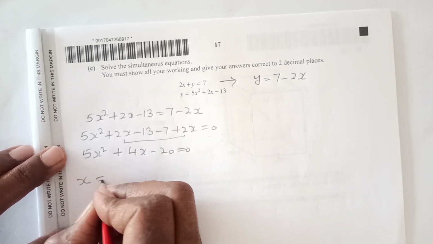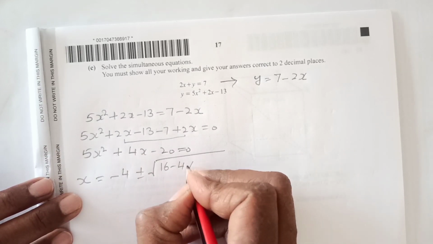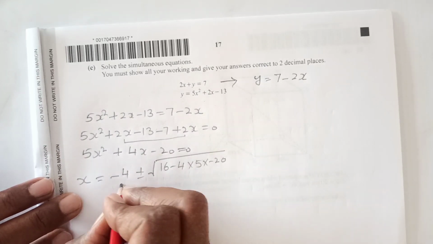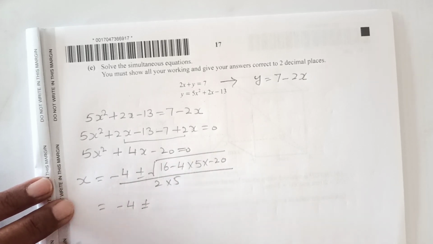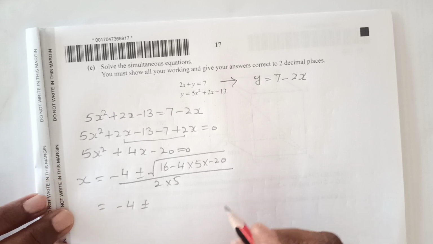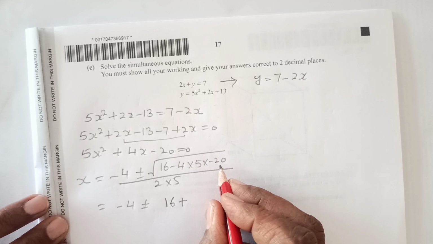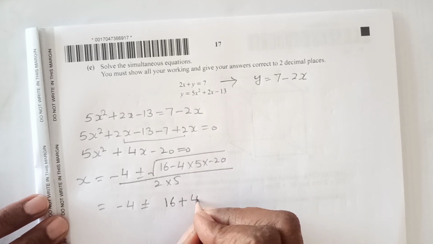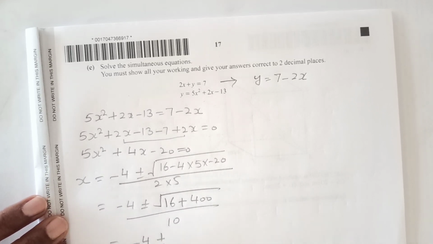So using the quadratic formula, minus b plus or minus the square root of b squared minus 4ac, over 2a: minus 4 plus or minus the square root of 16 plus 100 times 4, which is 400, over 10. Minus 4 plus or minus the square root of 416.